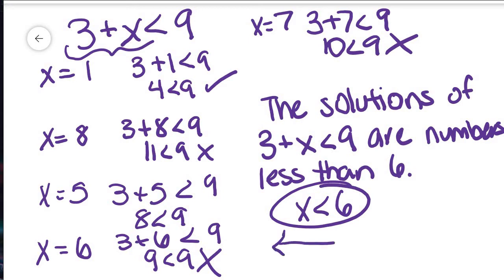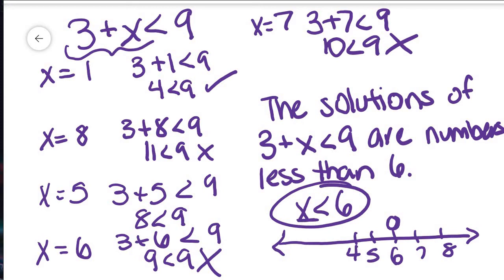So we would have a number line like this. Here's our number 6, 7, 8, and then 5, 4, and so on. So we would be at 6. We would have an open circle because it does not include 6. And then we want all x's less than 6. So, for example, 5, 4.